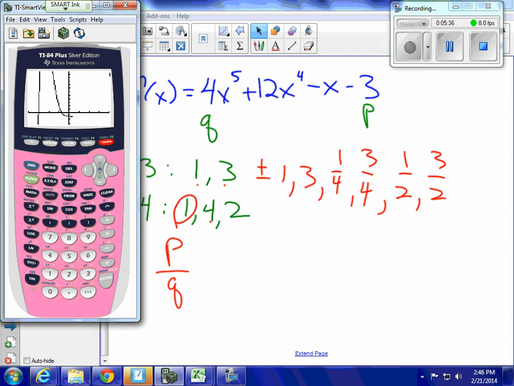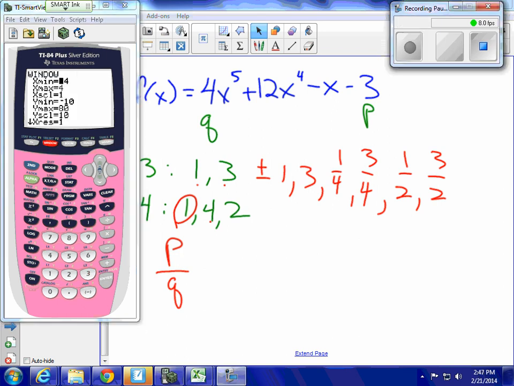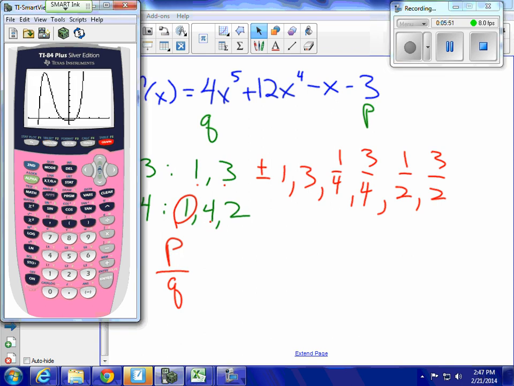Nope, I didn't go high enough. So I messed around with it a little bit, and I decided to try a y maximum of 80. After a couple of tries, I did that, and I got a graph now that shows me the full curvy part of the polynomial.